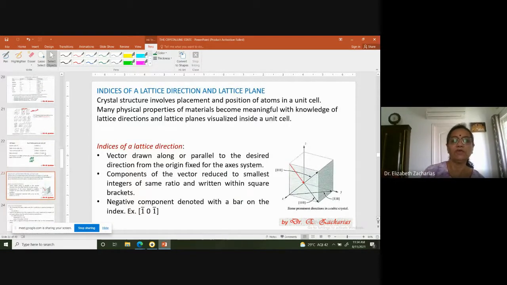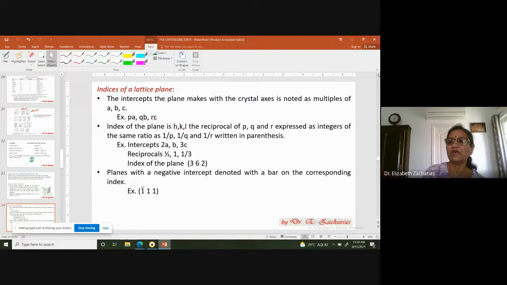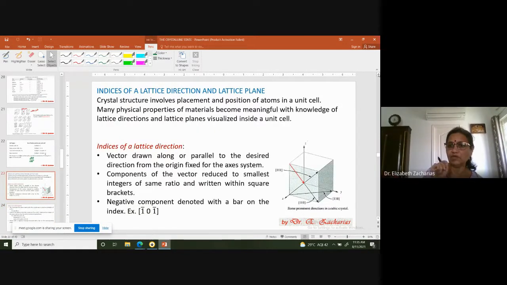Now from here, let's quickly move to indices. When you are doing crystal structure and you want to relate it to properties, you will find that many of the properties depend on the direction in the crystal. The position of the atoms and their directions will give you a lot of information about the property of the given material. So we have to see the meaning of lattice direction and lattice plane. You will use three numbers to index a direction, and similarly three numbers to index a plane.